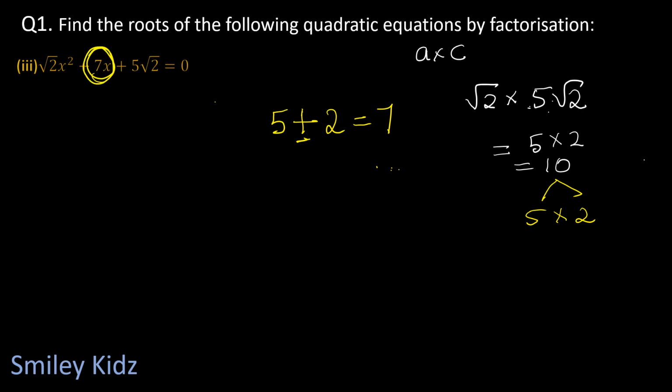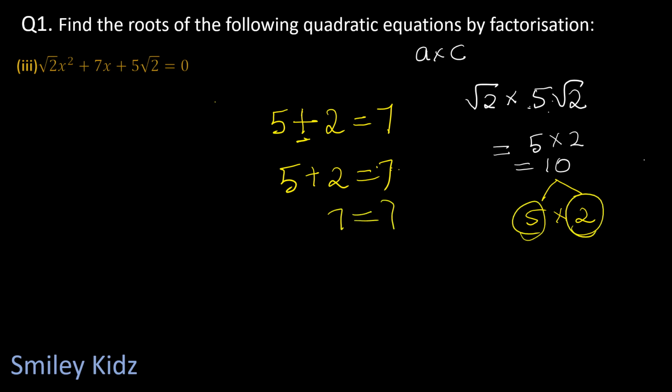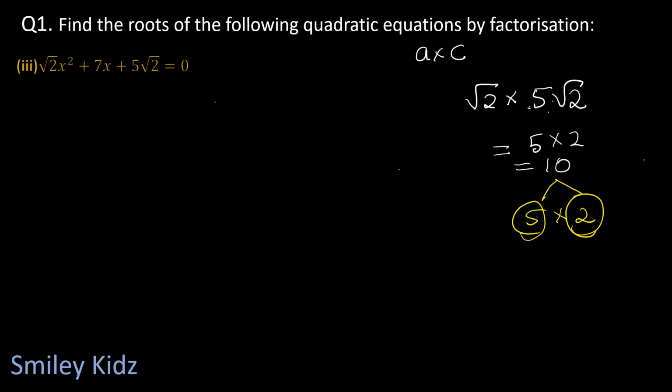So now, first let me try it out with addition. So I have 5 plus 2 equal to 7, 7 equal to 7. Well, we are good to go. We can have 5 and 2 as our factors, right? And we're going to choose addition. So this is how we're going to split the middle term.